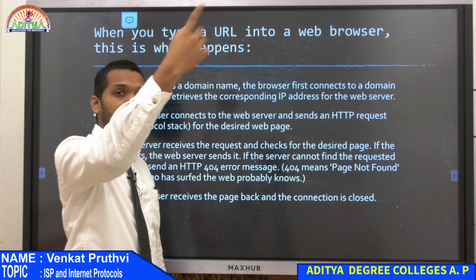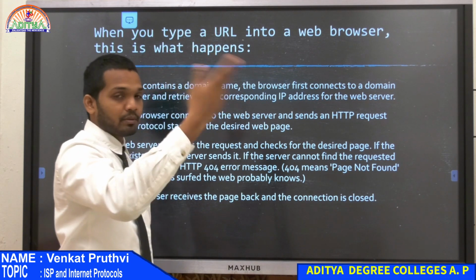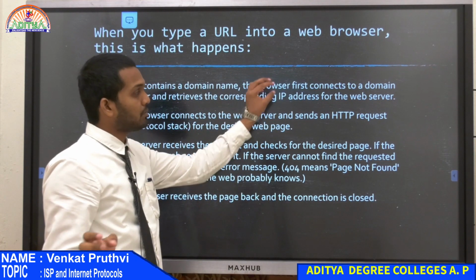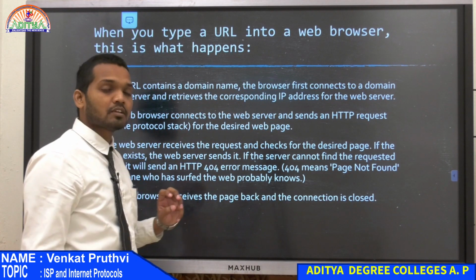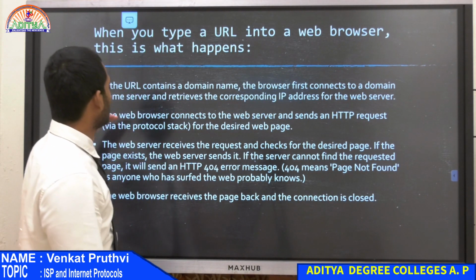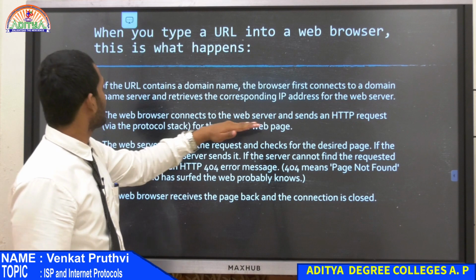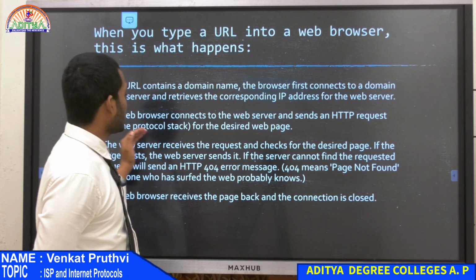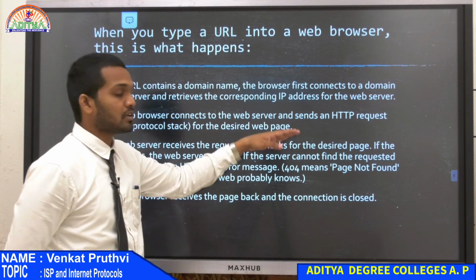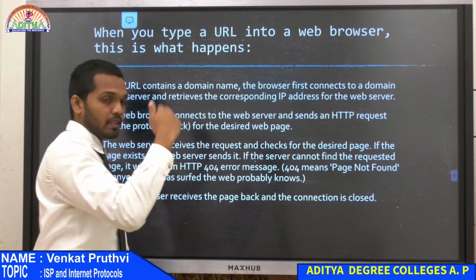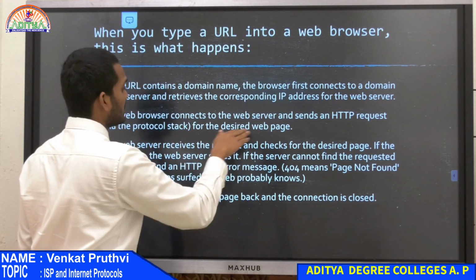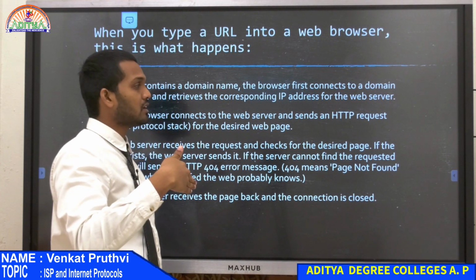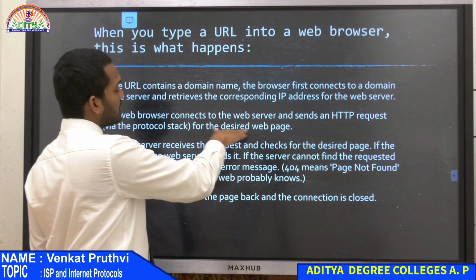Now that number will be connected to some other web server or the other computer. That computer also has an IP address, right? So it will first try to find out the IP address with the help of this DNS or the domain name server application. Then the web browser connects to the web server and sends an HTTP request via the protocol stack for the desired web page. Where is the HTTP request? It is after the application layer. In the TCP layer it is having this, and in the application layer you have the HTTP, that is then sending the request in the TCP, that is the protocol stack, for the desired web page.